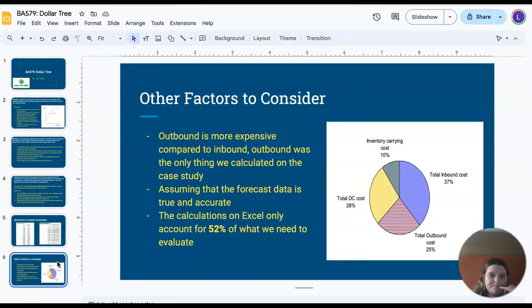And also here, outbound is more expensive compared to inbound. Outbound was the only thing we calculated, and what I found is inbound is going to be cheaper for the one facility, but we didn't calculate that. And then the forecast data, we're just assuming it to be true. We're only taking into account 52%. So I really think that I would expand for now, and then with more research I would go from there.